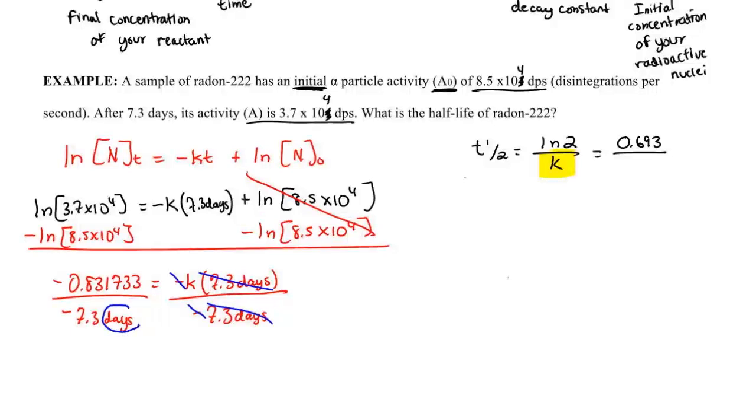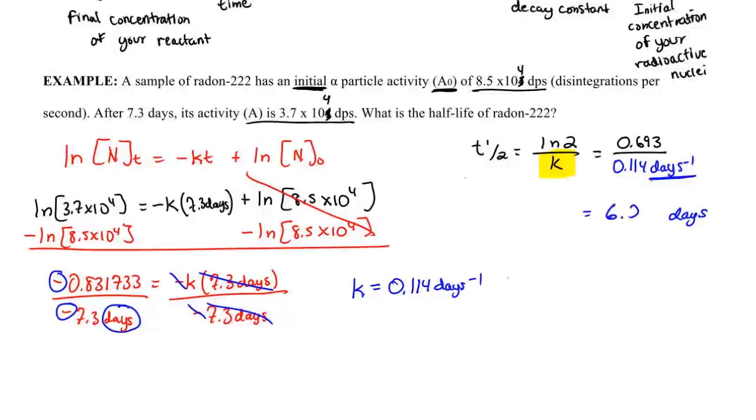Now, because your days is on the bottom, when we find k, it'll be in days inverse. The negative and the negative cancel out, so I have 0.114 days inverse. Those days inverse, I just plug in over here, 0.114 days inverse. And because days is on the bottom here, when I find half-life, it's just going to be in days because I'm bringing it back up top. So here it'll give you 6.08 days.